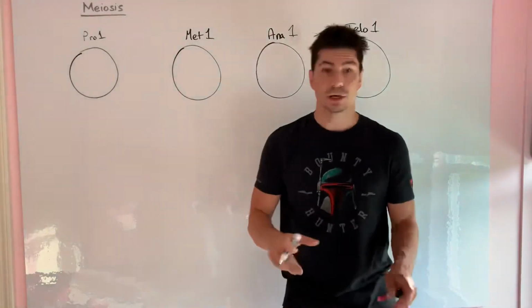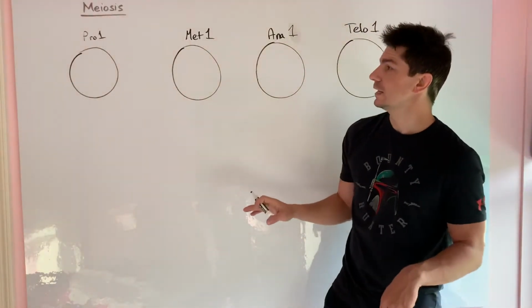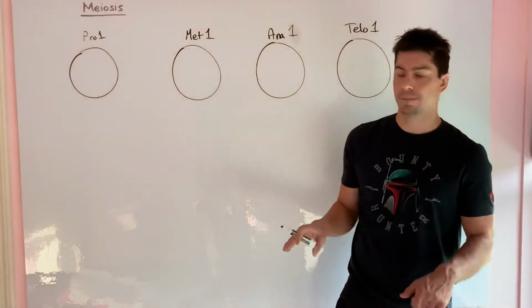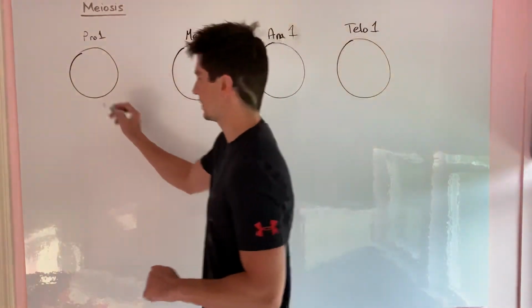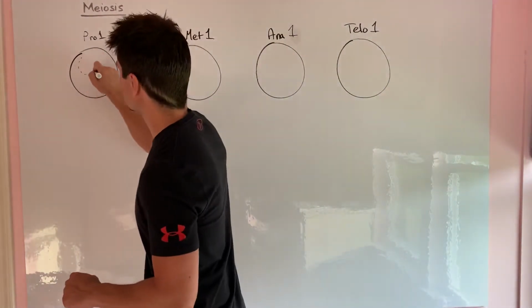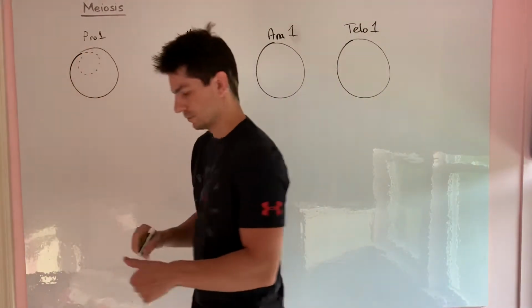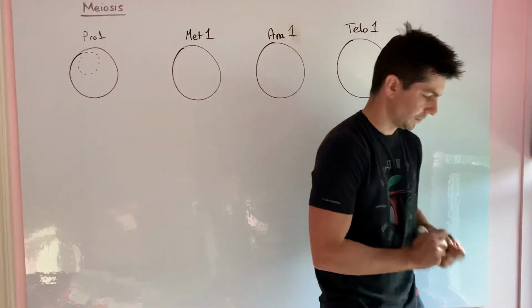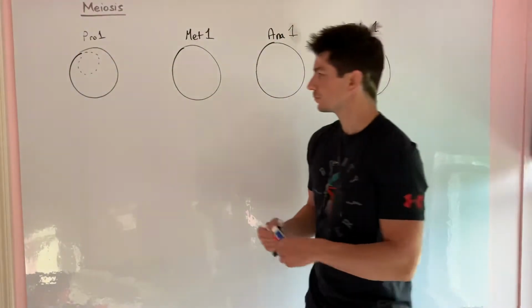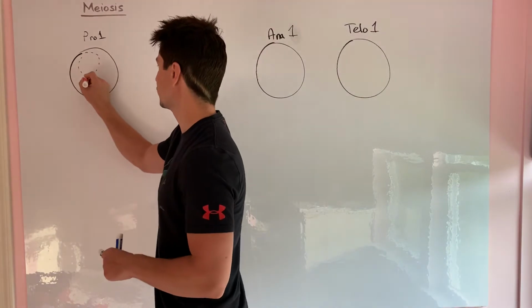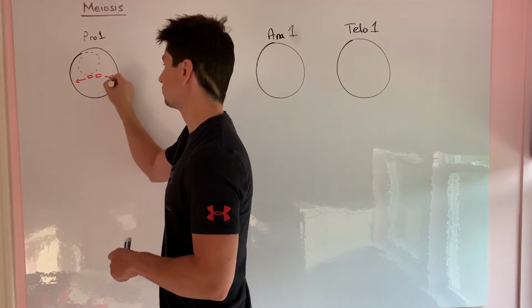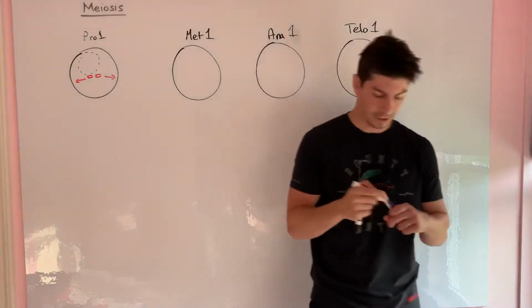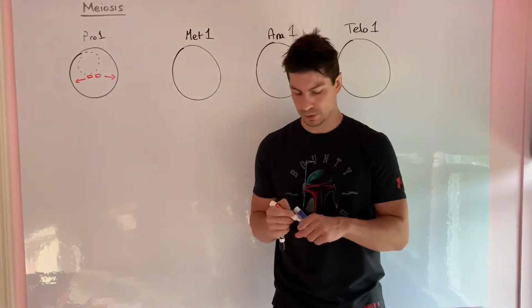Okay, so the same thing happens in prophase 1 of meiosis as happens in prophase of mitosis. The nucleus disappears. Nothing changes there. We're going to have those centrioles. They're going to start to move to opposite poles. Nothing changes there. Here's where our differences are going to occur.